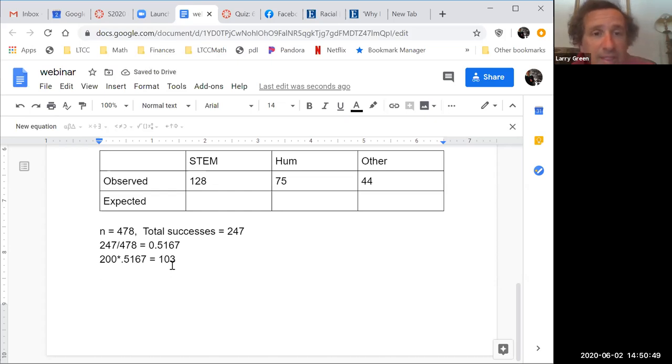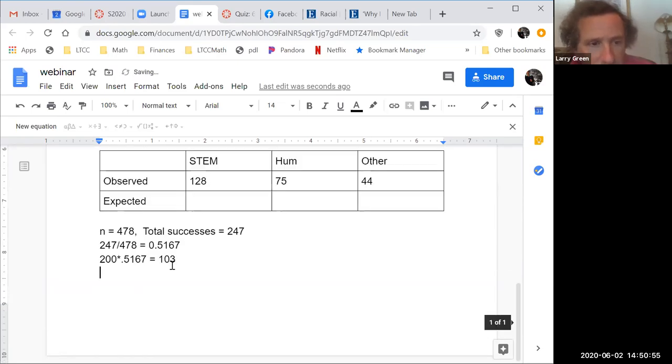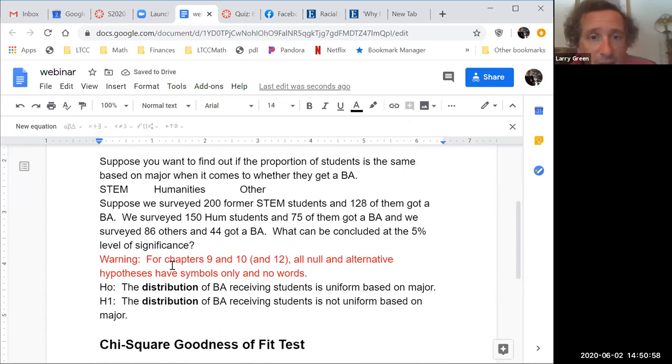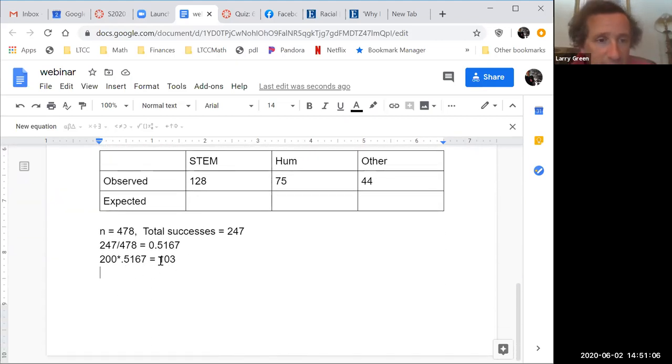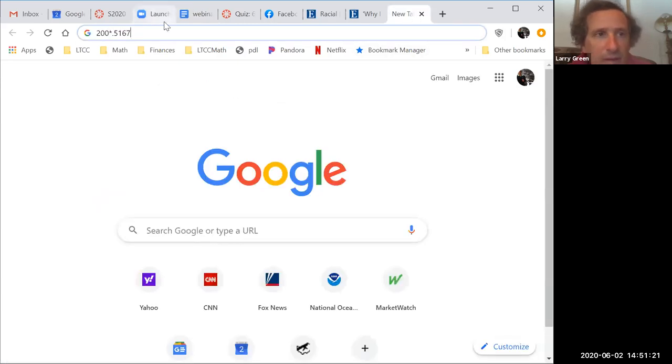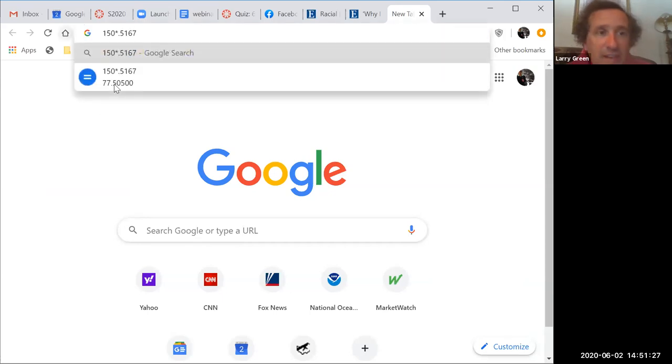Then we can do the same thing with the humanities students. Uh-oh, what just happened? And there were, let's see, 150 humanities students. So we're going to do the same thing with humanities, 150 times 0.5167. Let's figure what that is. You get about 78, sorry. Round to the nearest whole number.